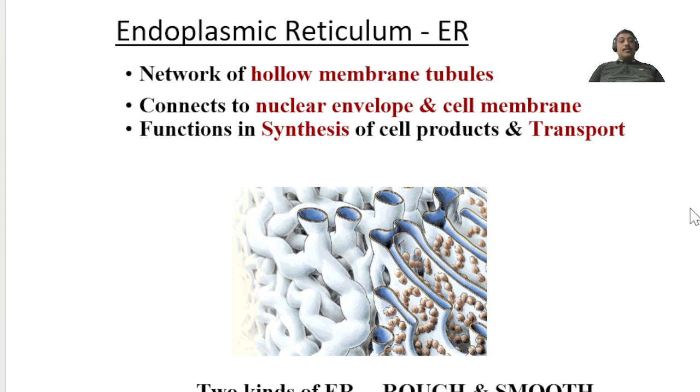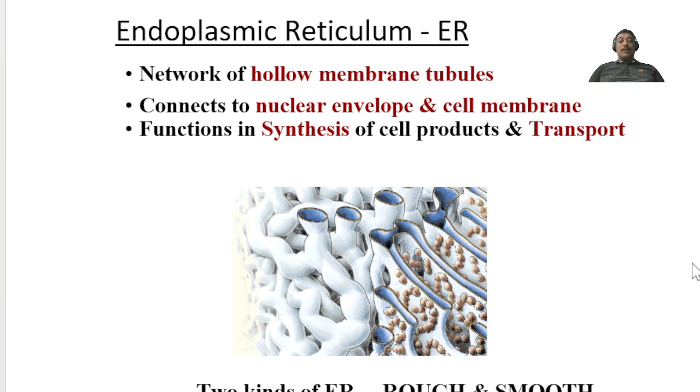The next organelle is endoplasmic reticulum, and it is made up of a network of hollow membrane which looks like tubules. Okay, something similar to tubulin, the previous structure when we discussed, right? So it is a hollow membrane tube, and it connects the nuclear envelope and cell membrane. The function is to synthesize cell products that are required for the cell, and the produced product will be transported through this organelle called endoplasmic reticulum.